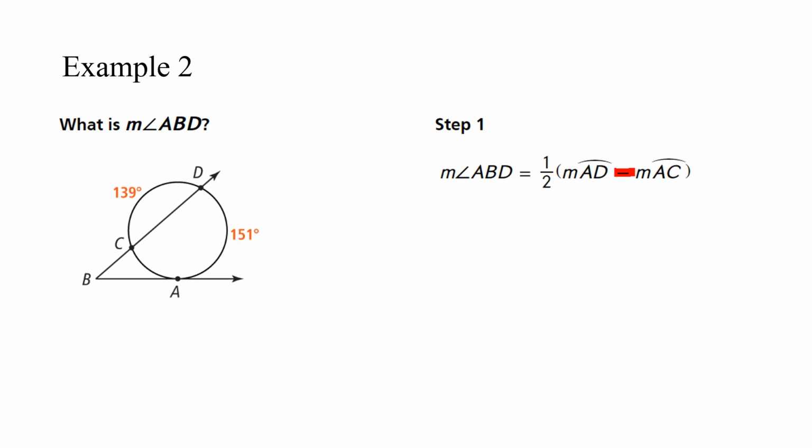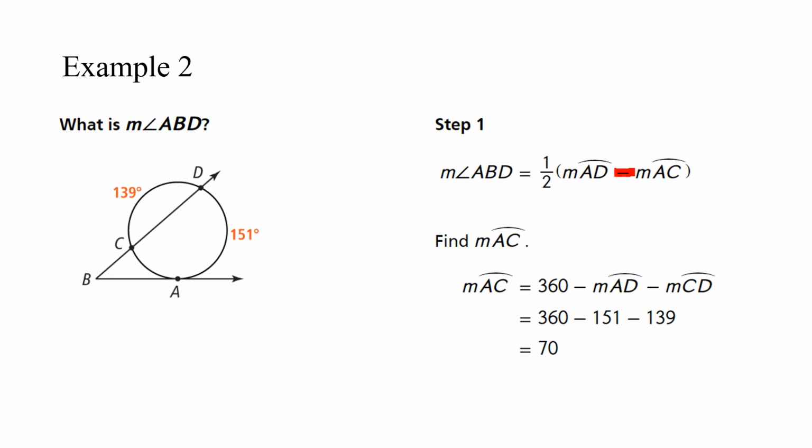There's a slight problem here in that if I look at the diagram, I know what arc CD is, I know what arc AD is, but I don't know what arc CA is. But luckily, I can solve for it, because in order to find arc AC, all I have to do is take 360, which is the total angle sum of a circle, and then take away all the other arcs. Arc AD is 151, CD is 139. 360 minus 151 minus 139 gives me that the measure of arc AC is 70.